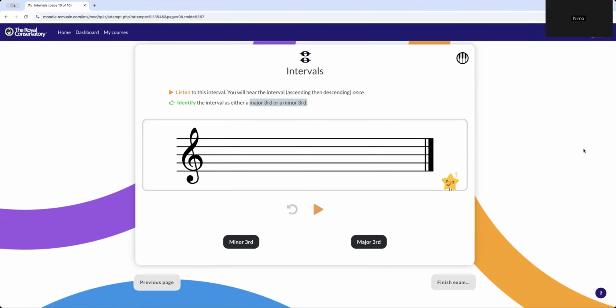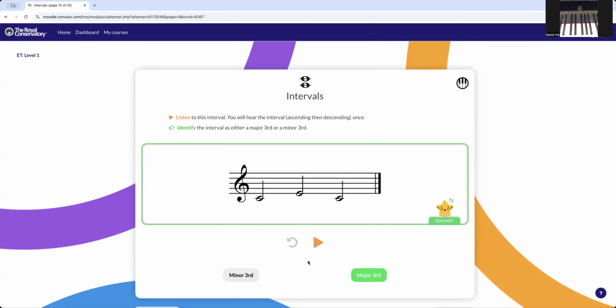Yeah, just leave your answer in the chat box. And because intervals are very easy to recognize, but of course, sometimes you need to think about it. And yeah, that's level 1.